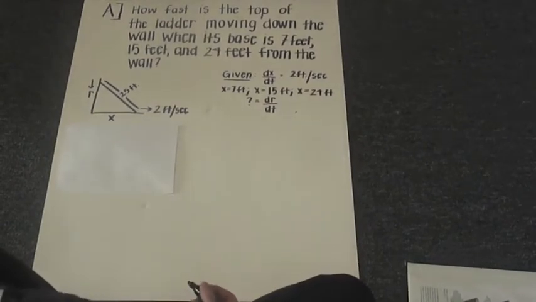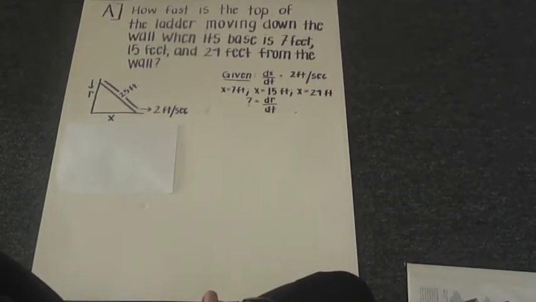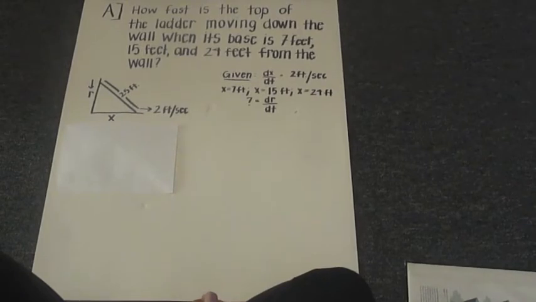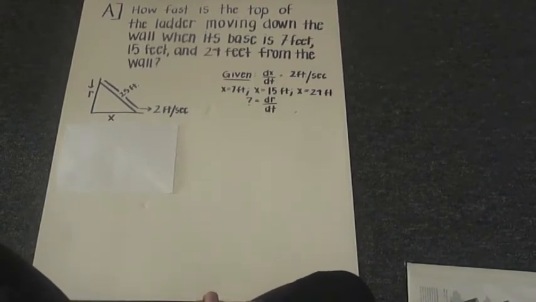So today I'm going to be showing you problem number 25 on page 188. It's a moving ladder problem, and the problem states, a ladder 25 feet long is leaning against the wall of a house. The base of the ladder is pulled away from the wall at a rate of 2 feet per second. Now since this problem has 3 parts, we're going to start off with part A.